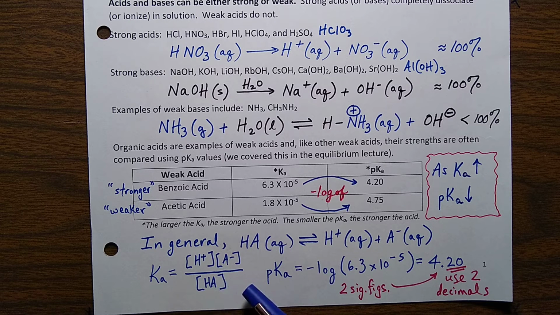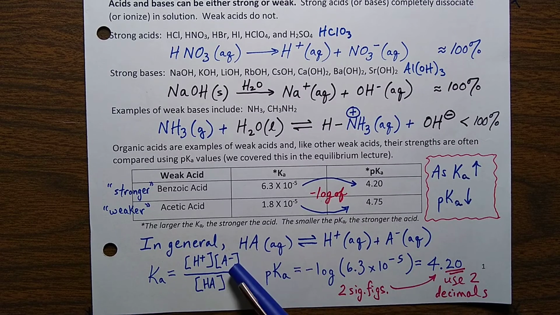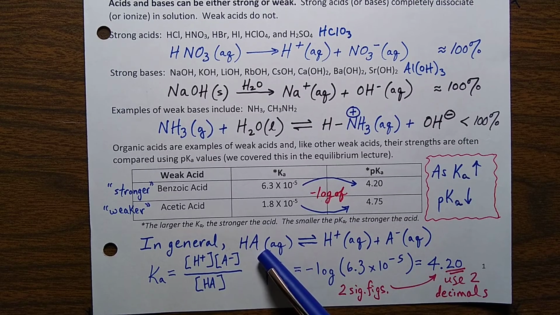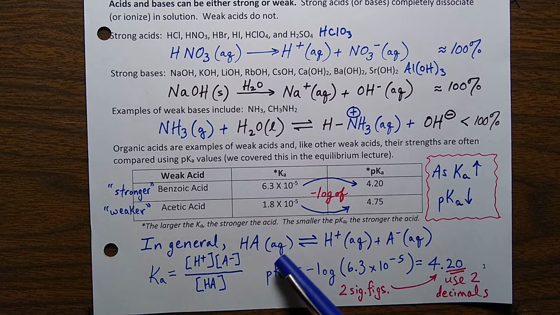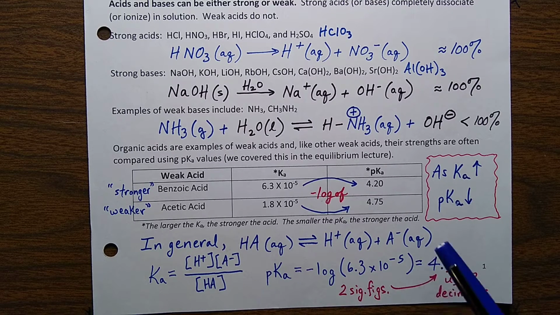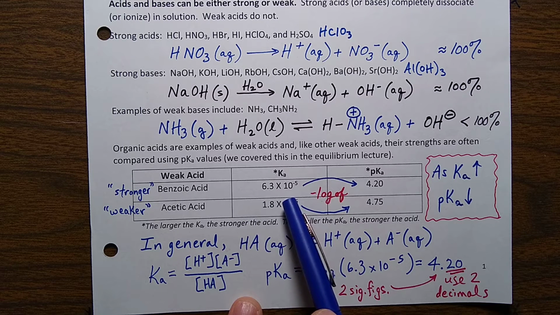Here's how we define Ka. It's an equilibrium constant, just like the equilibrium constants we talked about a little earlier. It's the concentration of the products divided by the concentration of the acid. Notice all of them are aqueous, so that means they all can have concentrations that change. Therefore, they must be included in the Ka expression. And the Ka for a particular acid, let's just say benzoic acid, is 6.3 times 10 to the minus fifth.